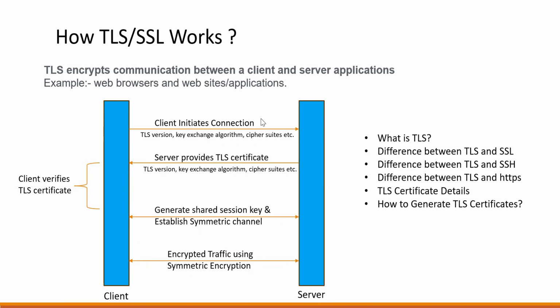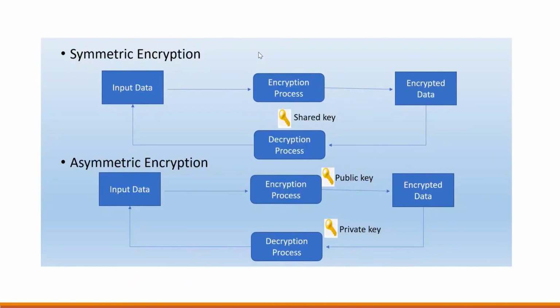Before explaining this flow, let us try to understand asymmetric and symmetric encryption. In symmetric encryption, we have input data. The encryption process encrypts this data, and if we want that data back, we have a decryption process which decrypts the encrypted data. In symmetric encryption, we use the same key for both the encryption process as well as the decryption process. And in asymmetric encryption, the input data is encrypted using one key, for example the public key, and the encrypted data is decrypted using another key, for example the private key.